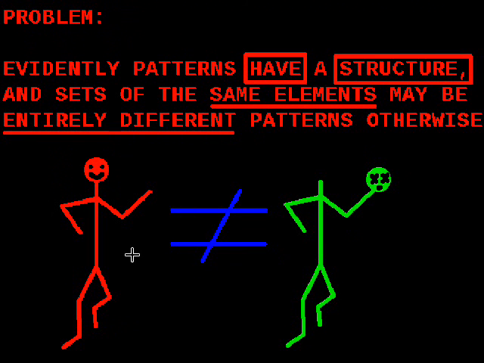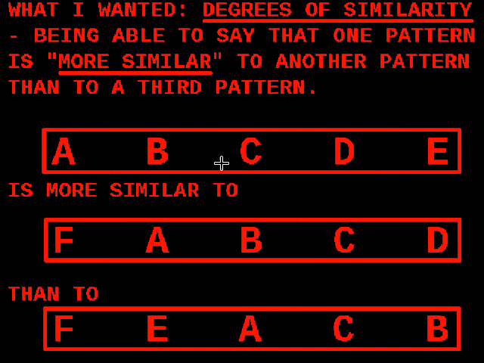For instance, look at these two people. The one has its head normally, the other one has a head, but it has been chopped off. It's really not the same situations. So evidently patterns have a certain structure, and sets of the same elements may be still entirely different patterns otherwise. It does matter to a point how the elements are ordered. But how are we going to handle that without saying that the positions matter absolutely, and without saying that the positions do not matter at all?